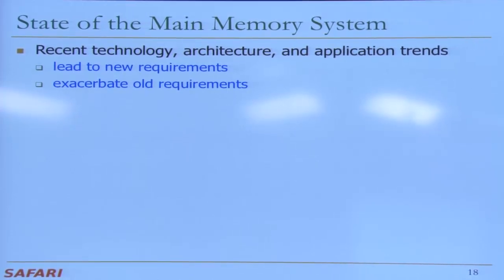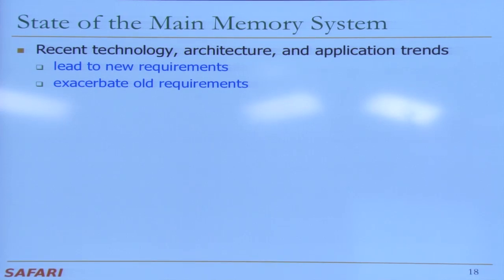There are some recent technology, architecture, and application trends that lead to some new requirements from the memory system, and that exacerbate some old requirements. Remember the old requirements? The ideal memory: zero cost, zero latency, infinite bandwidth. There was one more. I guess zero energy would be nice too, right? Infinite capacity. We still want those old requirements, but there are also some new requirements.